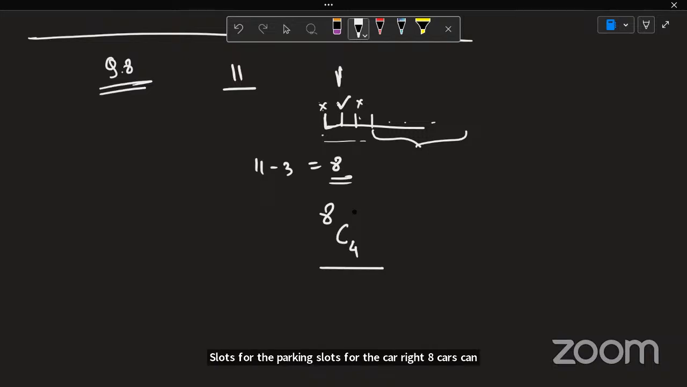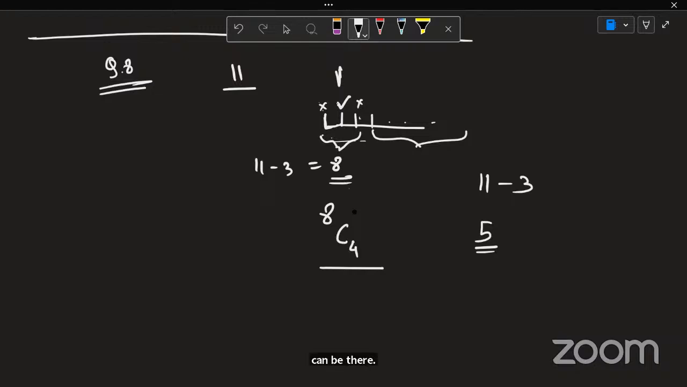Out of 8, they have asked, out of 11, exactly 5 cars should be parked when he comes. His car is already there. So out of 11, I have subtracted 3 slots. Did you understand why I subtracted this part? Yes, ma'am. Now you have to consider, out of these 8 slots, how many possible ways are there that 4 cars can be in the parking. That's why I used a combination here, 8C4. Did you get where this 8 came from?